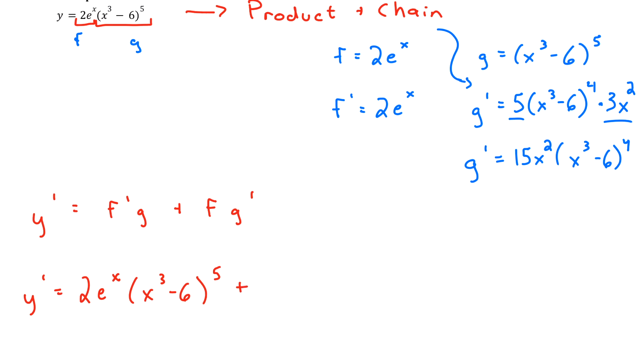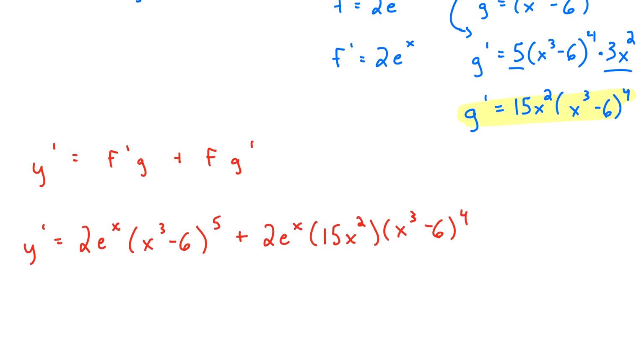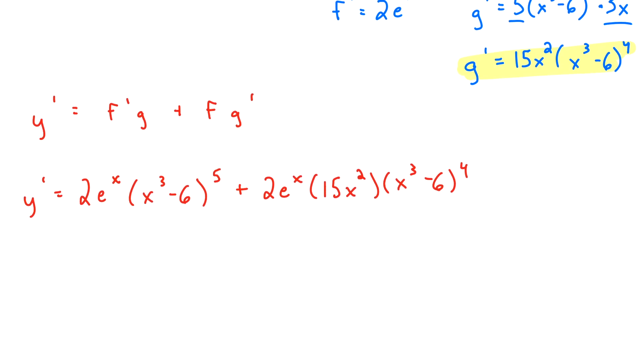plus, next up, I've got f. Well, f, that's 2e to the x, so plus 2e to the x times g prime. G prime, we simplified that to be 15x squared times x cubed minus 6 raised to the 4th power. So this I can write as 15x squared times x cubed minus 6 raised to the 4th power. And at this point, there's my derivative in its most basic format. I haven't done any simplifying here whatsoever, but this is my derivative.